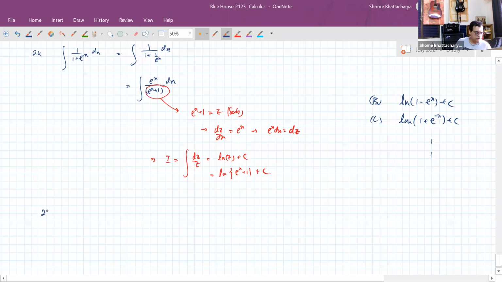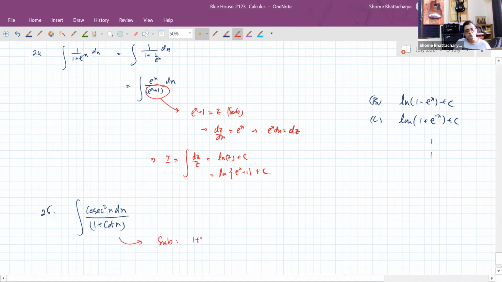Okay. Then 25 is again very similar. You notice that differentiation of cot x is minus cosec square x. So that cosec square x term is already there in the numerator. You have to just supply the minus sign. So I will just tell you the substitution. You can complete this problem yourself.